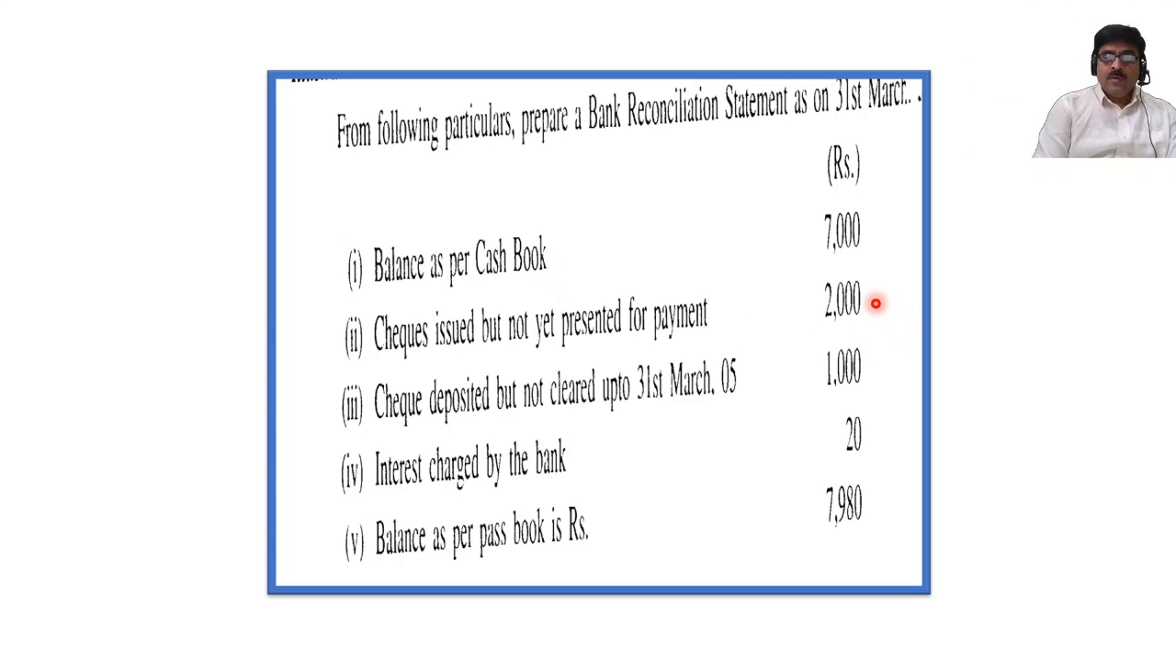So, this 2,000 rupees we have to add. 1,000 rupees we have to deduct, and 20 rupees we have to deduct. Then we will get the passbook balance, that is 7,980. That is the answer. You can do it vice versa also.